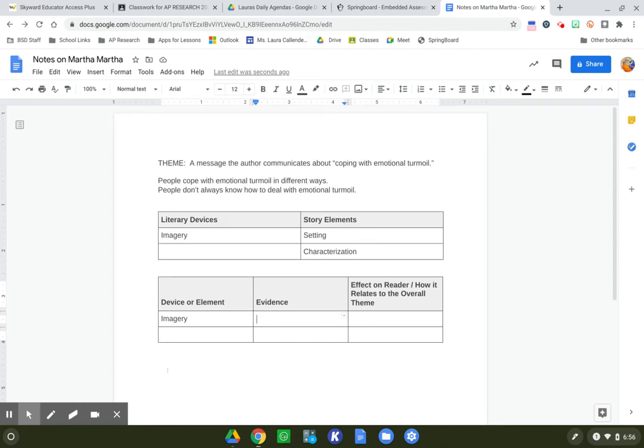Okay, so I'm going to put one in here that I can already tell you about. Setting. So my evidence is in this first part of the story that we're going to read early this week. The timing of this story is about a year after 9/11. So it is the attack on the World Trade Center. So one of our characters discusses how life has changed a little bit after 9/11.